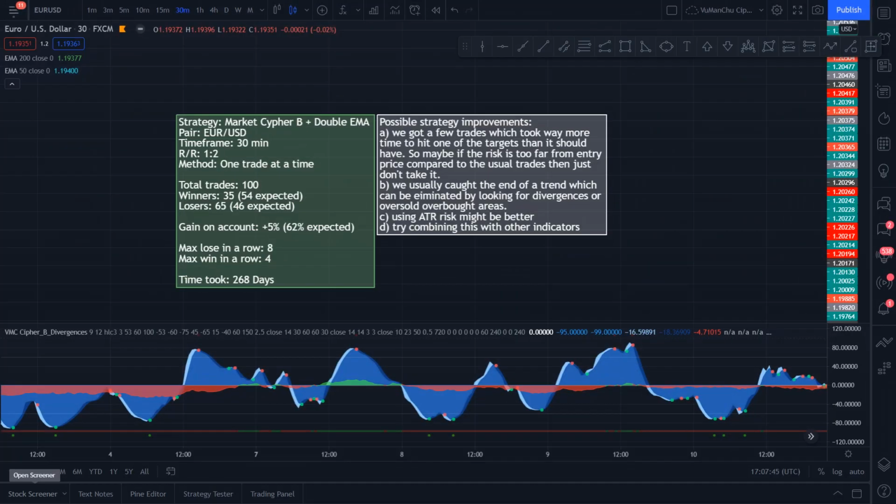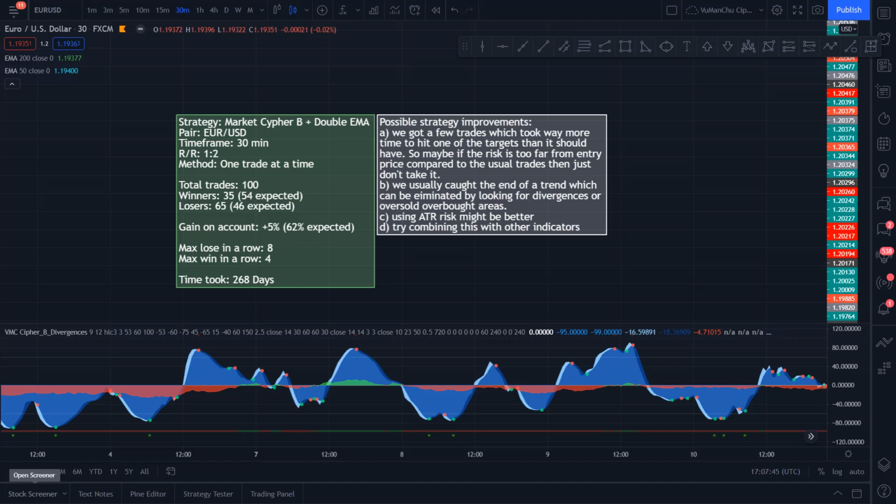And the results are in. As you can see, it performed way below our expectations. 5% gain on the account instead of 62 is terrible. I checked TradePro's full backtest and did exactly the same with a different starting date. That's why it surprises me to get this result.